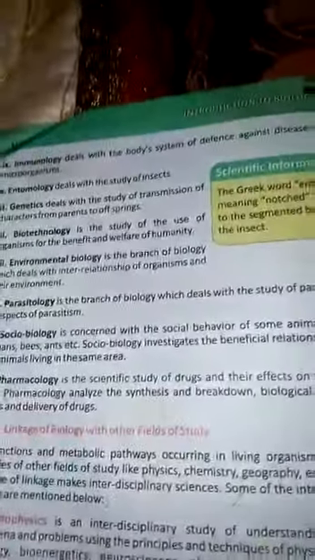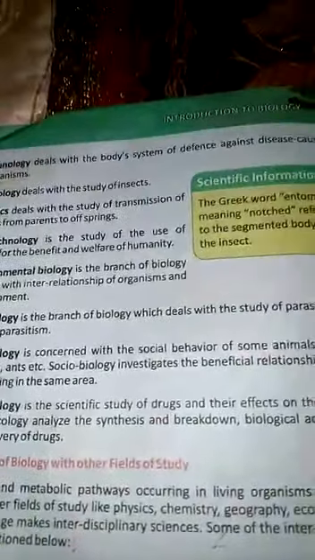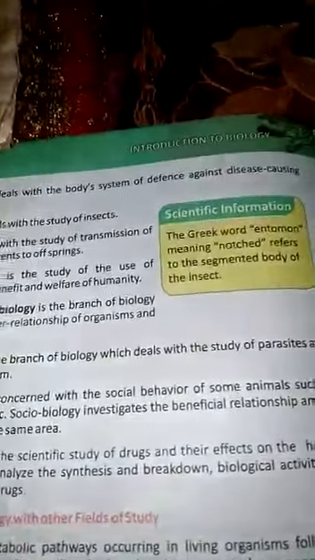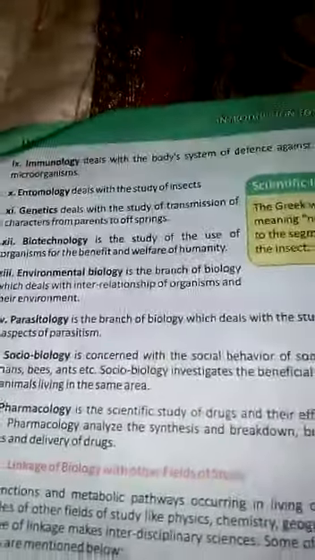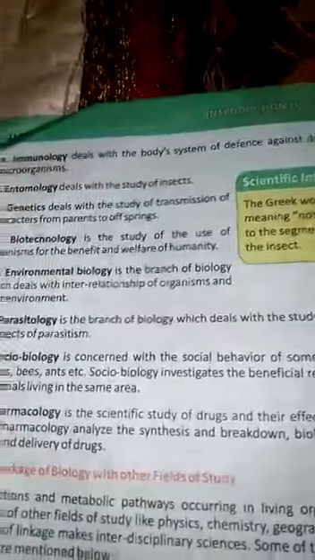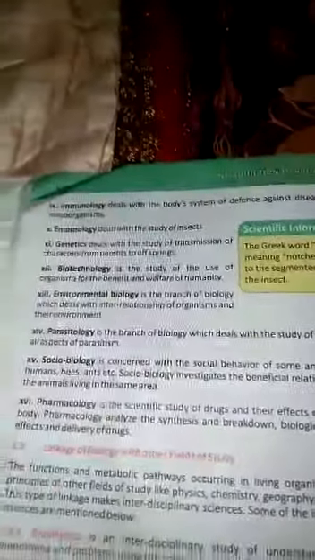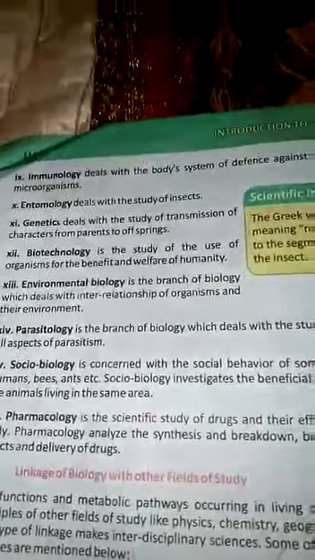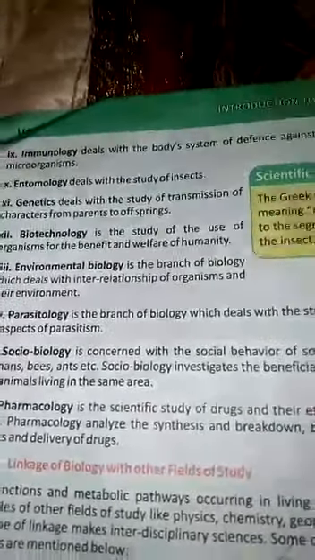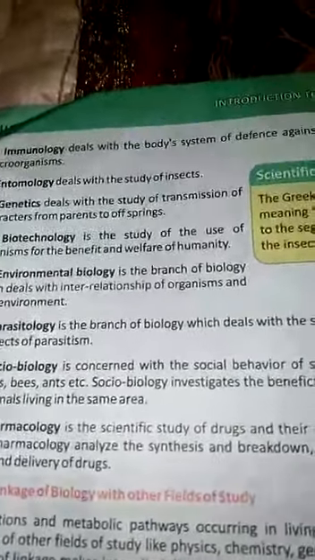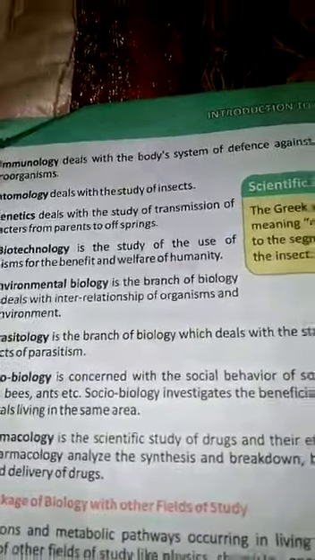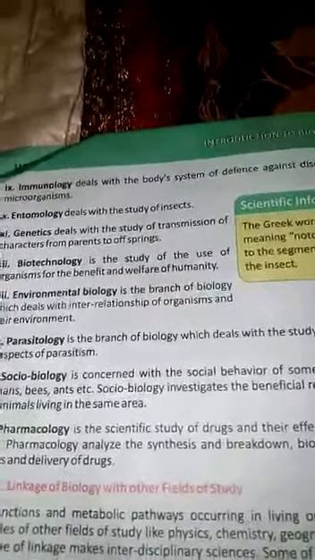Next one is immunology. Immunology is the study of the body's system of defense against disease-causing microorganisms. It is actually the study of the defense system of an organism, that how organisms react to different disease-causing agents which get inside its body. So that is studied under immunology. Entomology. Entomology deals with the study of insects. Simply, the study of insects is called entomology.